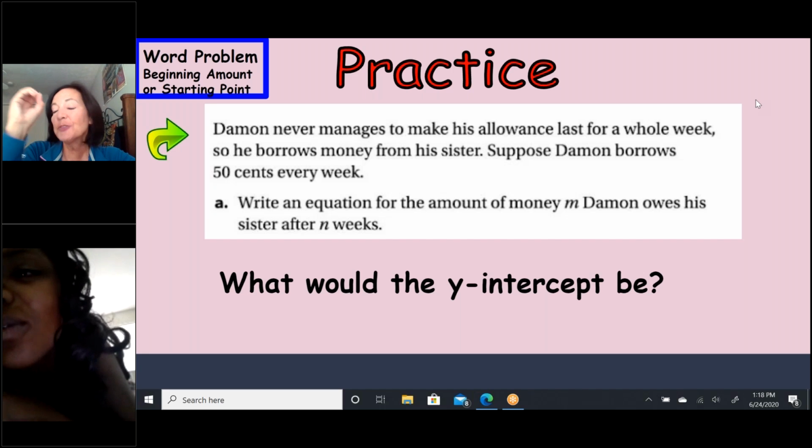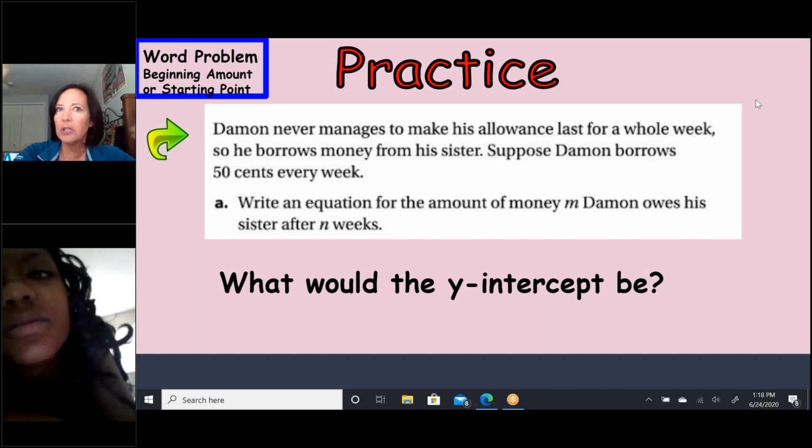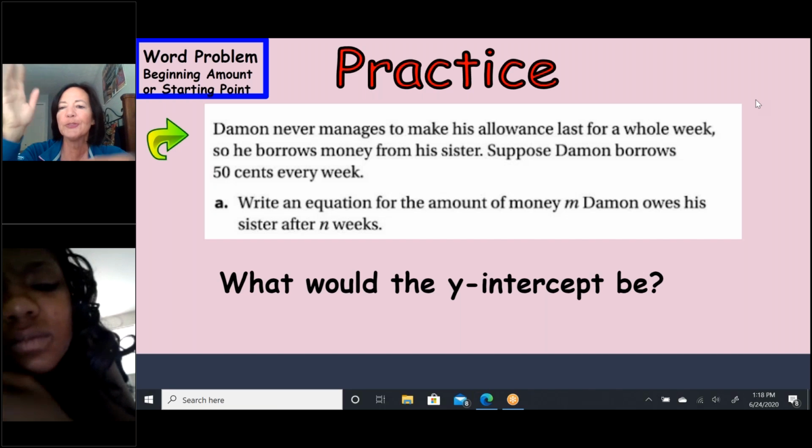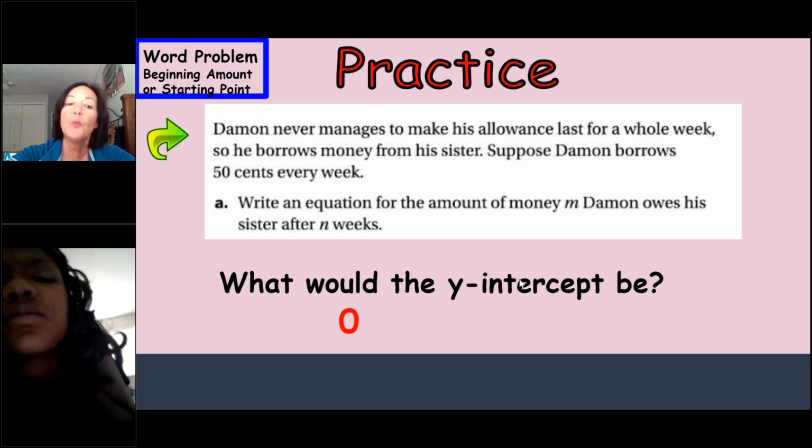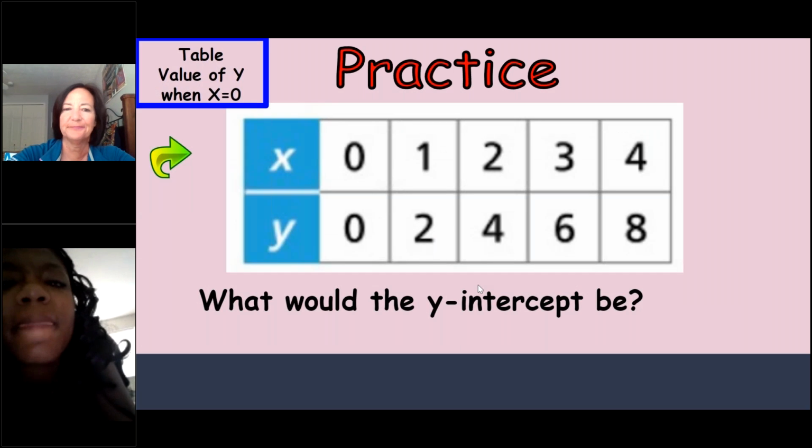0. And it is pretty common for 0 to be a y-intercept. For a lot of problems, we're starting at the beginning. We're starting at 0. So that's a pretty normal situation, which is why I wanted to practice it.